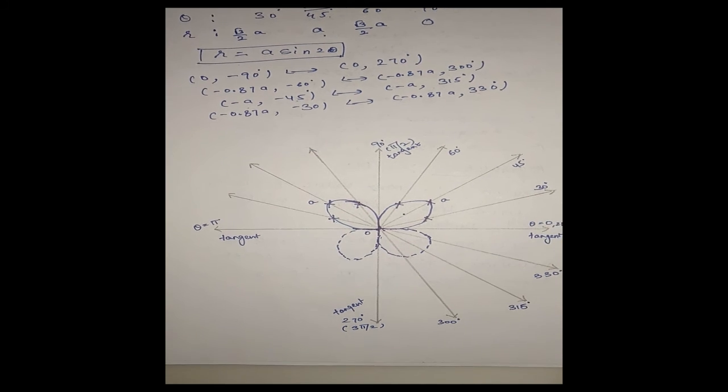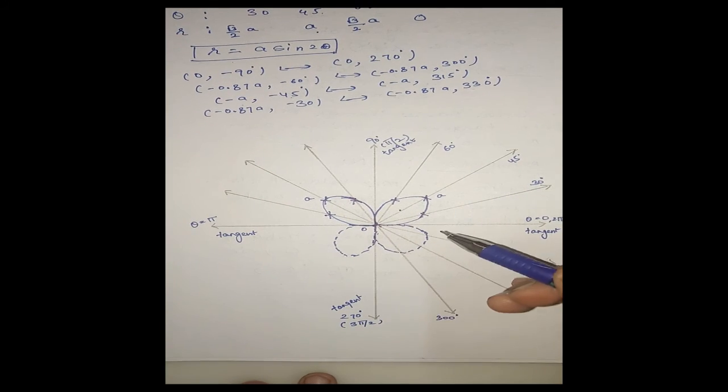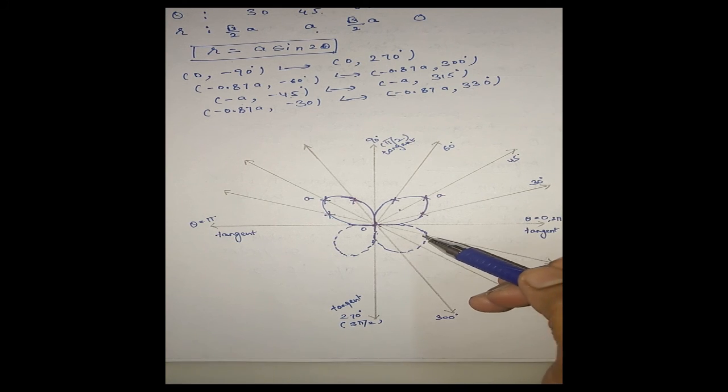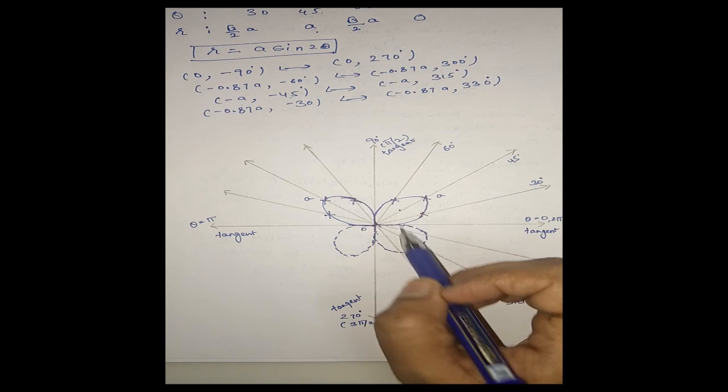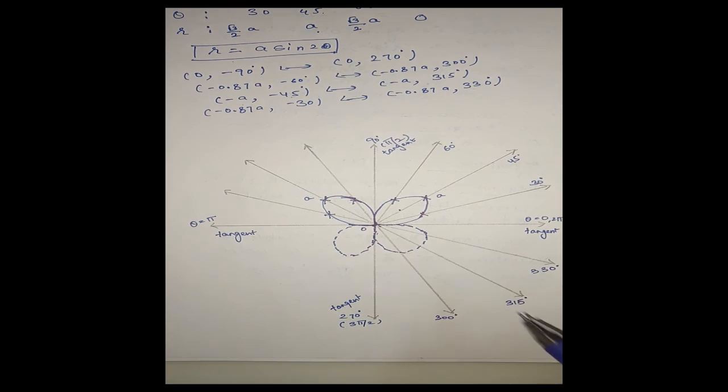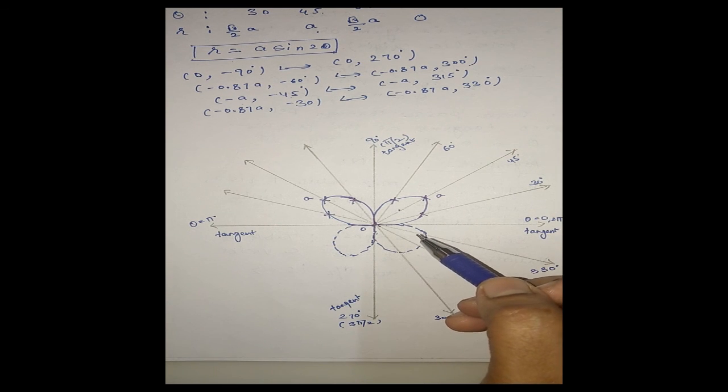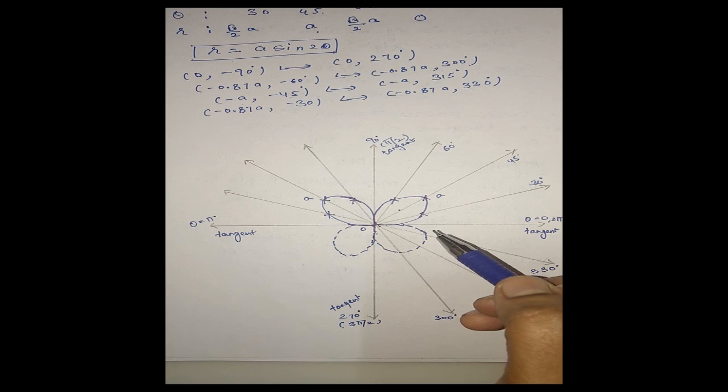Also, we note from the two graphs, r is equal to a cos 2 theta and r is equal to a sine 2 theta, that both the graphs have 4 loops: 1, 2, 3, 4. The curve consisting of 4 loops is called a four-leaved rose. A special name is given to such types of curves, called four-leaved rose.